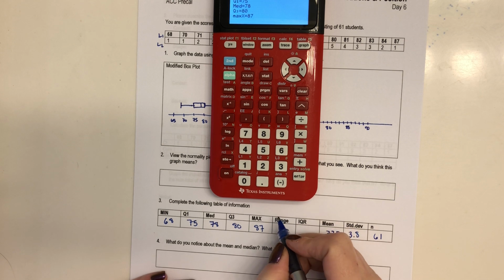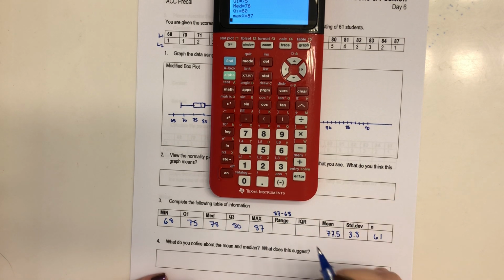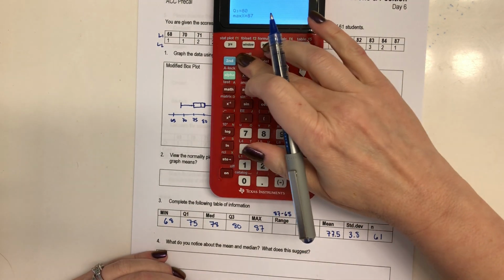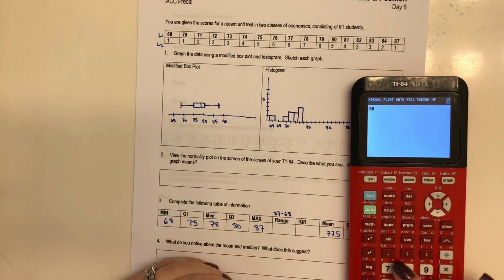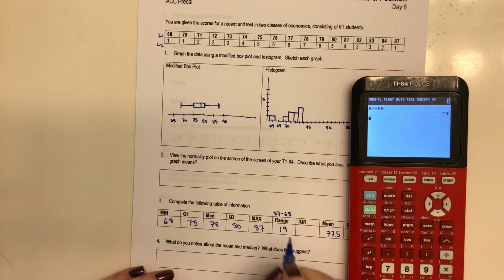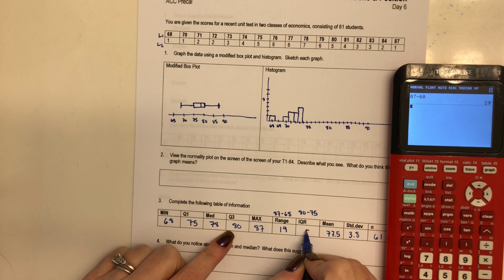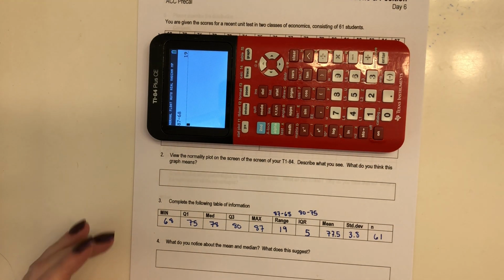Now the range, that is your maximum minus your minimum. So we're going to do that subtraction right there. Let me quit off of this screen and go back to my home screen, because I always want to make sure this is right. So 87 minus 68, that is 19. And then I also need my IQR, that's Q3 minus Q1, so 80 minus 75, and that's 5. So that is all my information filled in from my calculator.